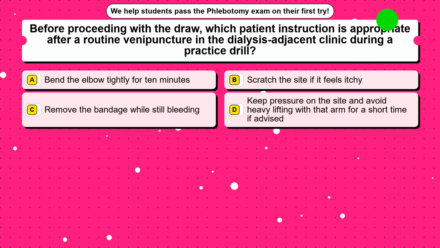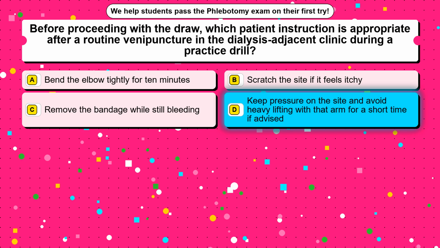Question 90. Before proceeding with the draw, which patient instruction is appropriate after a routine venipuncture in the dialysis-adjacent clinic during a practice drill? Option A, bend the elbow tightly for 10 minutes. Option B, scratch the site if it feels itchy. Option C, remove the bandage while still bleeding. Option D, keep pressure on the site and avoid heavy lifting with that arm for a short time if advised.